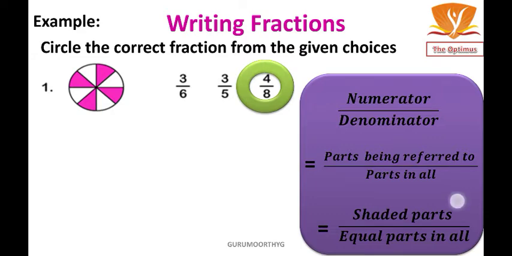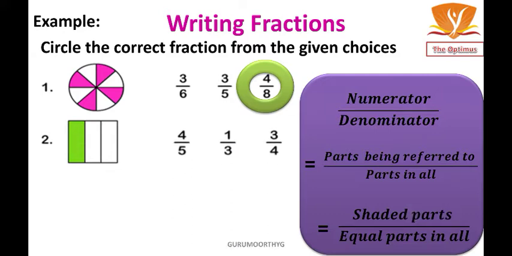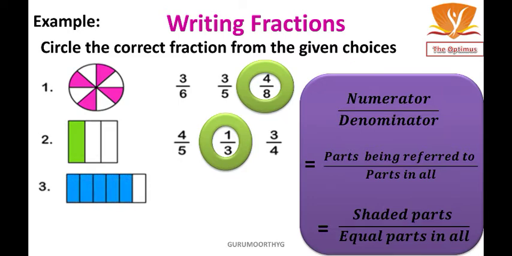Next question, 2. This is your option: 4 by 5, 1 by 3, 3 by 4. Yes, the total number of divisions is 3. The shaded region or colored part is 1. Therefore, our answer is 1 by 3. Next question. The total number of equal parts is 6. The colored parts are 5. Therefore, 5 by 6 is the answer.